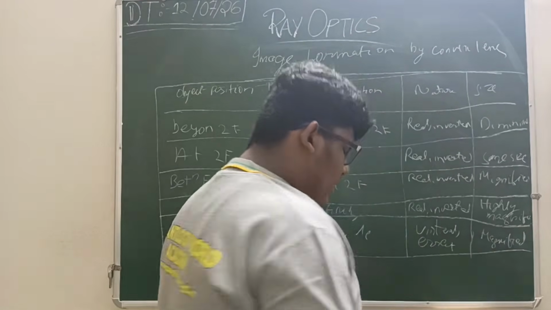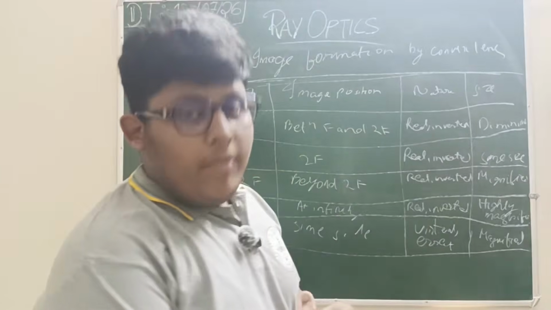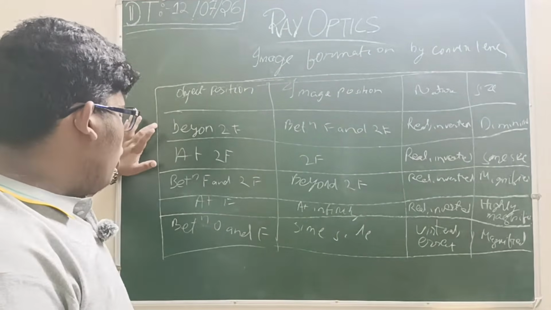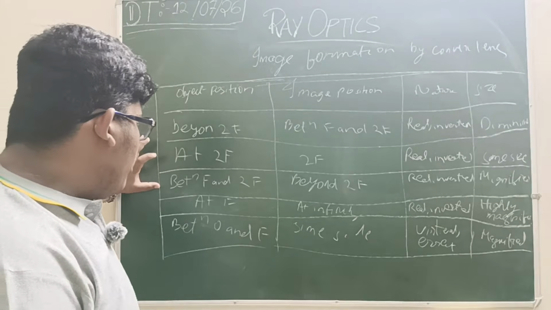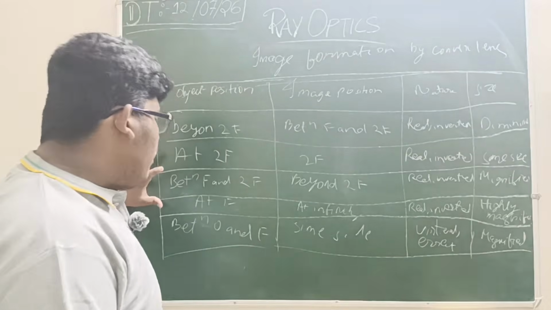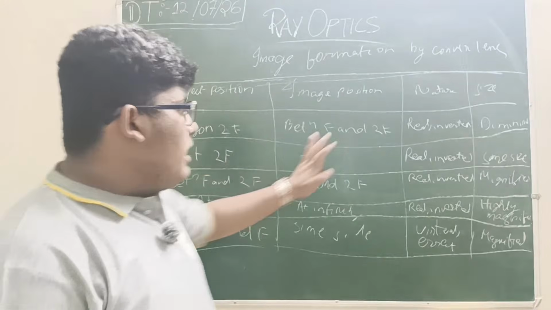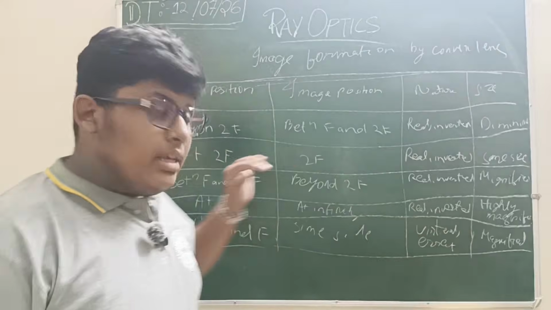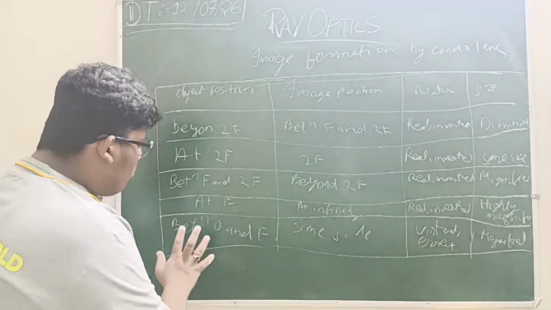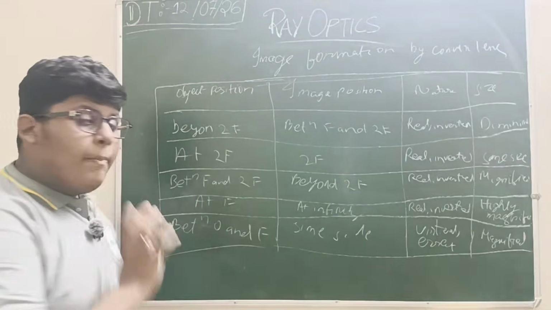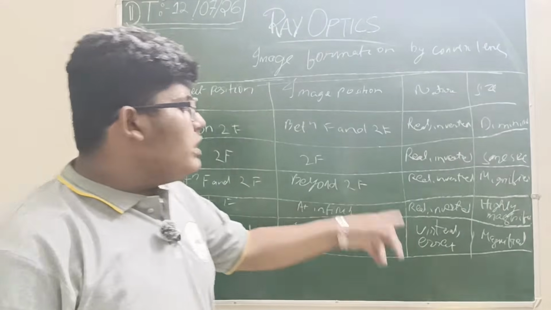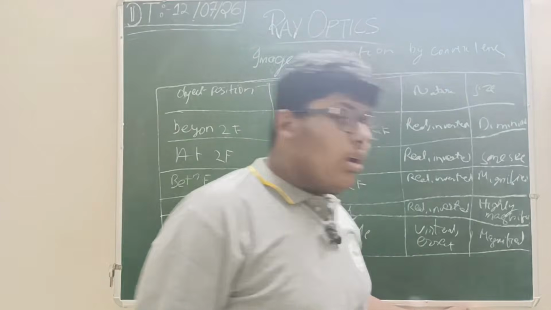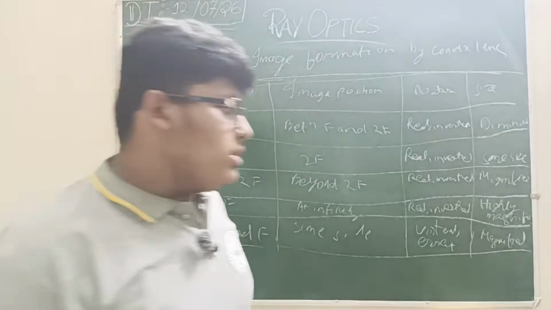So there are 5 cases of image formation in convex lenses, out of which the 4 cases are beyond 2f, at 2f, between f and 2f, and at f. In these 4 cases, the nature of the image is real and inverted. But the exception case is when the object is placed between optical center and focus, then the nature of the image is virtual and erect. So this is the table for image formation in convex lenses.